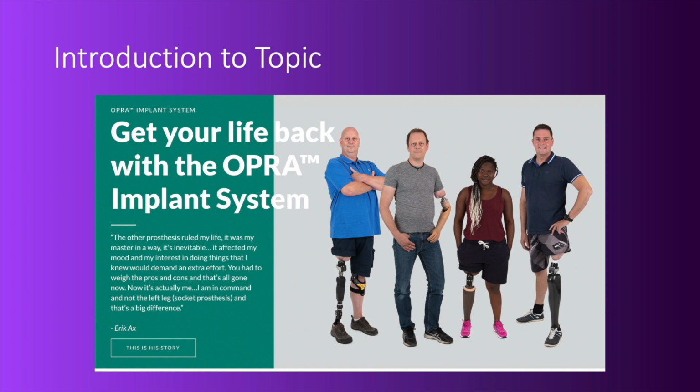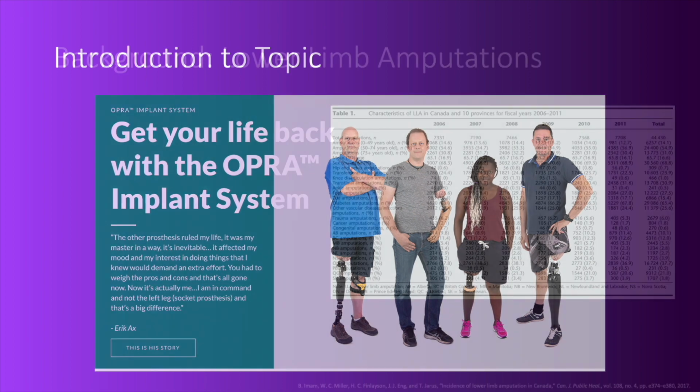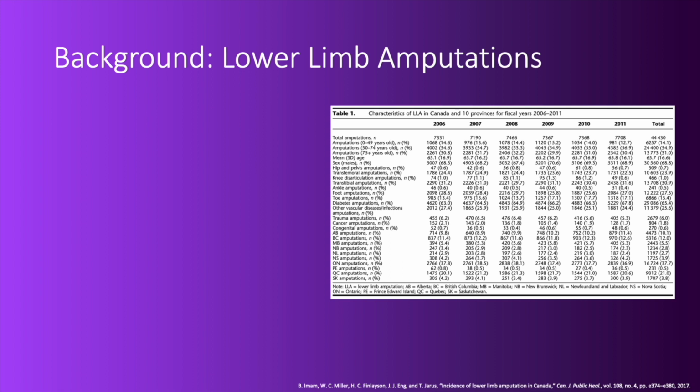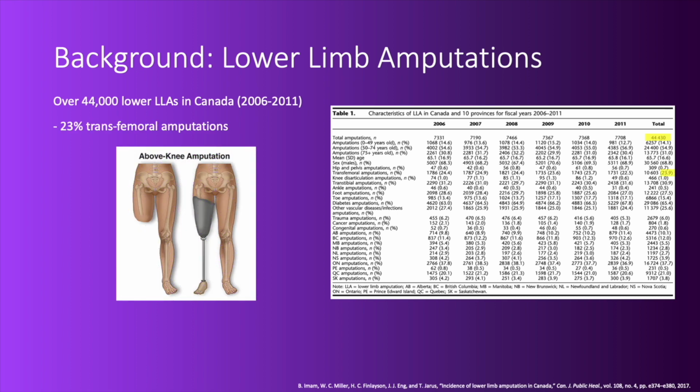Now, just to get us started with an introduction to the topic, although statistics for costs could not be found for Canada, in the United States, costs associated with lower limb amputations exceed around $4 billion annually. In Canada, between 2006 and 2011, a total of over 44,000 lower limb amputations were performed, 23.9% of which were transfemoral amputations. This means that over the course of 5 years, there were over 10,000 new Canadian transfemoral amputees relying on the Canadian healthcare system for rehabilitation and post-surgical treatment.